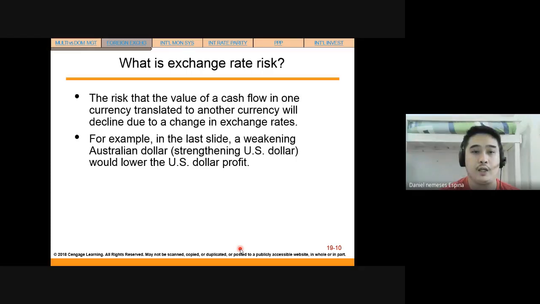So for example, in the last slide, a weakening Australian dollar. If some currency is weakening, then the other must be strengthening. So if the Australian dollar is weakened, it would lower the US dollar profit.